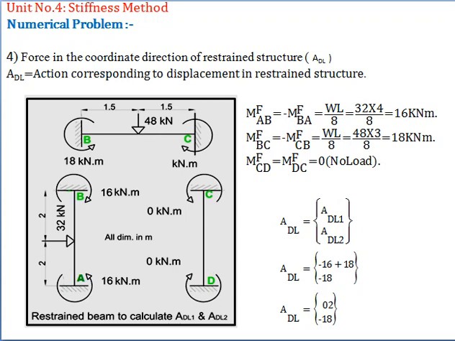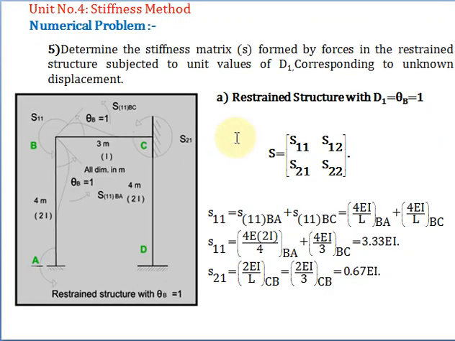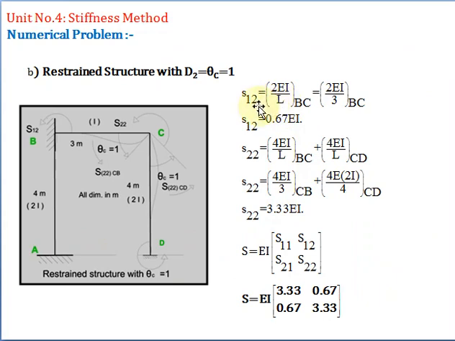Then we have found out the stiffness matrix corresponding to the unknown displacement. In that, first we have taken the structure with D1, that is theta B, equal to 1, and we have found the value of S11, that is 3.33 EI, and the value of S21, that is 0.67 EI. Then we have calculated the value of S12, that is 0.67 EI, and S22, that is 3.33 EI, and we have formed the stiffness matrix from these values.